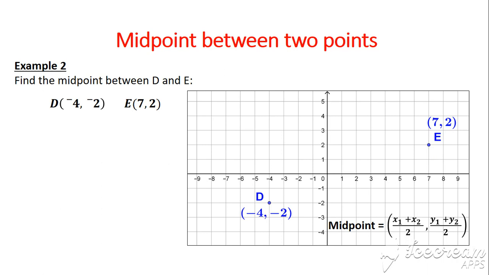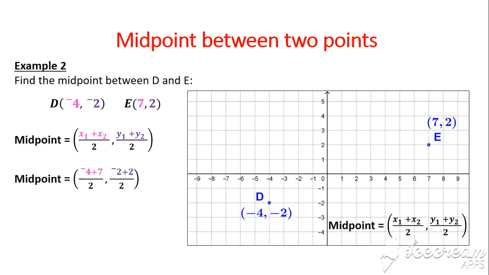Right, here's our midpoint formula. Let's copy it over here, and let's work out which is our x's and which is our y's. X comes first, y comes second. So now let's substitute. The midpoint is equal to the two x values added together, so -4 plus 7 divided by 2, and our two y values added together divided by 2, -2 plus 2 divided by 2.